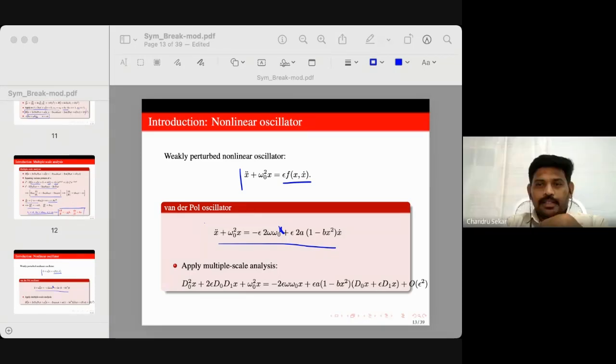Yes, but here it is multi-scale analysis for the ordinary differential equation. The analysis for the partial differential equation also looks similar. A similar analysis we can apply to the perturbed quintic nonlinear equation.